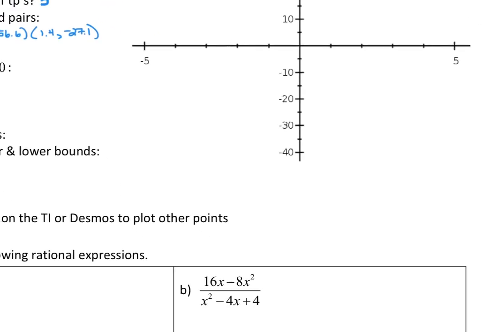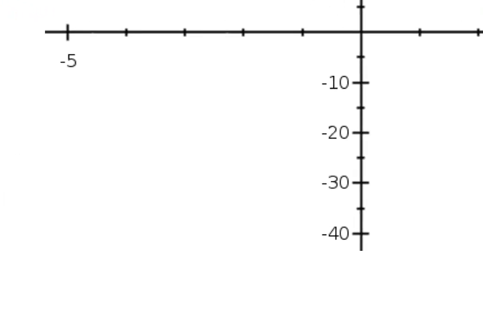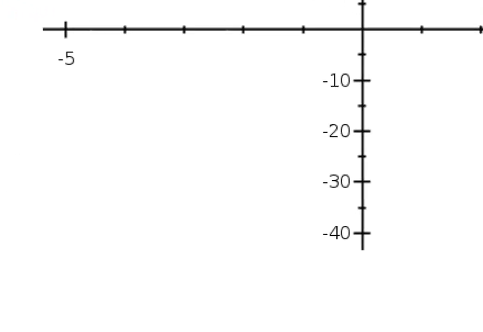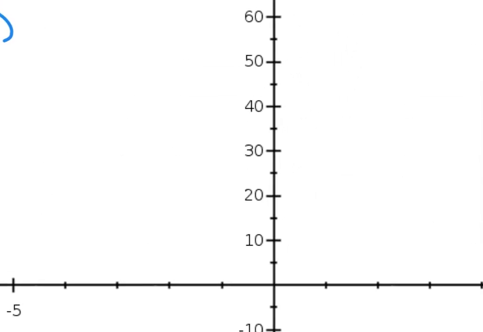So I've got the -3.5 and that -37.5, which is pretty difficult to approximate on this screen. So I'm just going to put it there and hope that's close. And then -2.1, 56.6, so that's going to be way up here. So -2.1, I'm going to put that right about there.